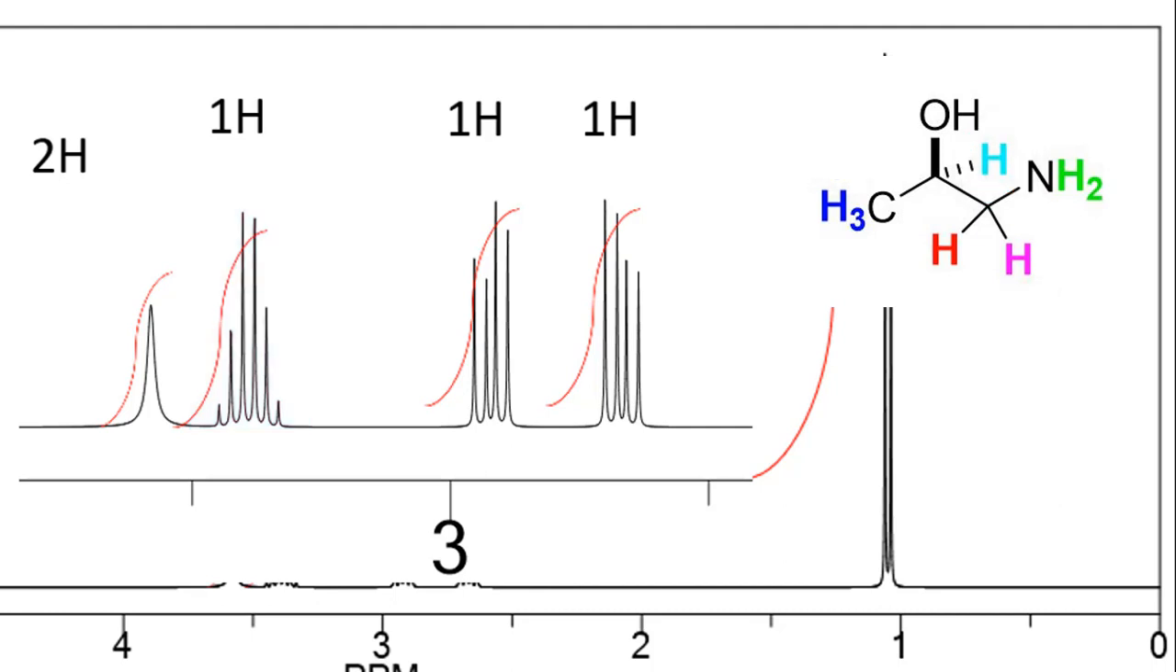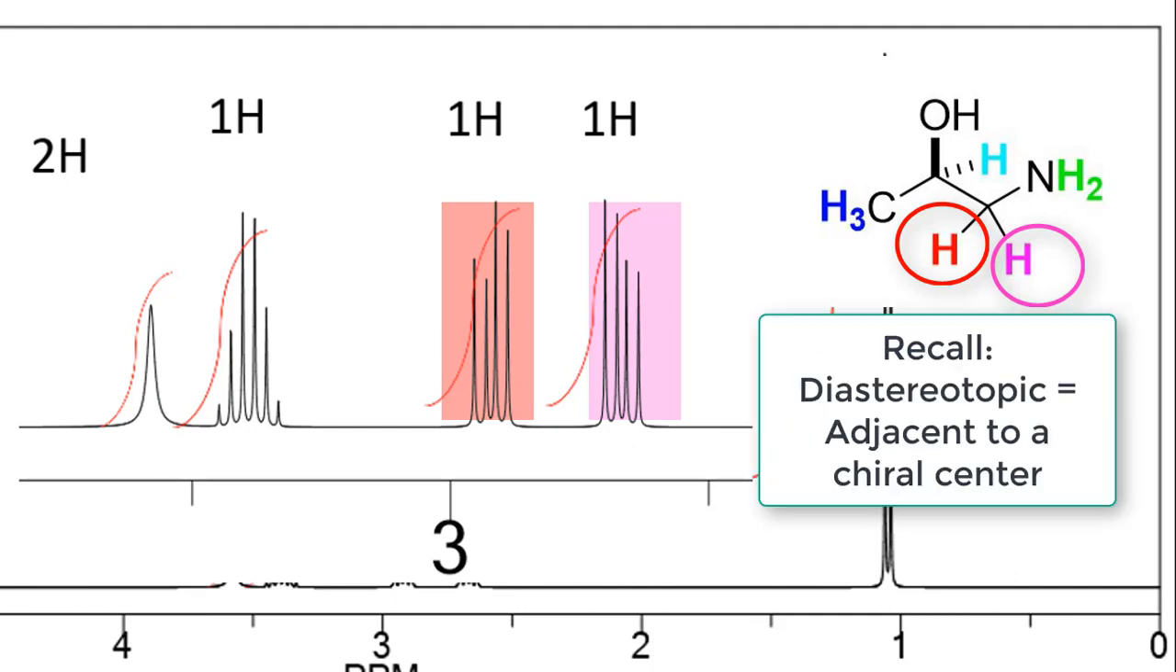And then you have 2 signals here, each integrating for 1 hydrogen. And if you'll notice, the 2 hydrogens that are the red and pink hydrogens are indeed diastereotopic. We learned that in the last video, right? They're adjacent to a chiral center. The OH is a chiral center. And so those 2 protons are diastereotopic.